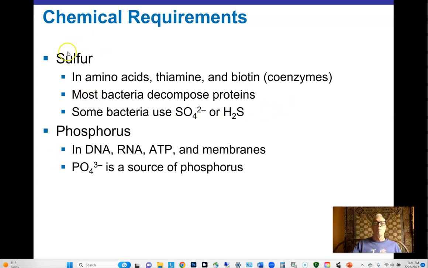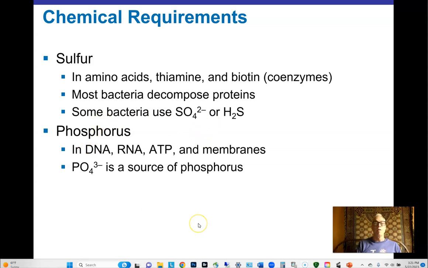Sulfur. Certain amino acids have sulfur in part of their side chain, so you have to have sulfur to make those amino acids. Some bacteria, as we've already seen, can use sulfate ion or hydrogen sulfide as a source of energy or electrons.